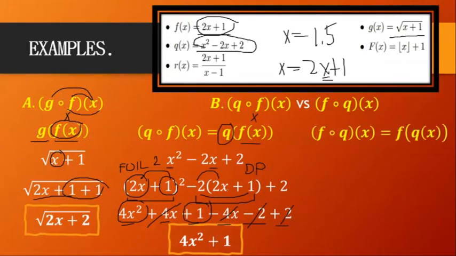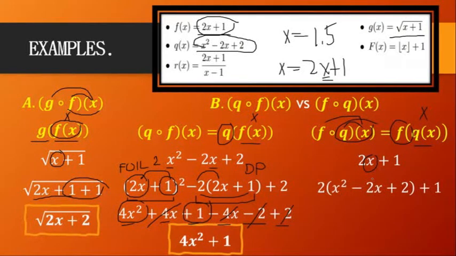Okay, so we have f of q of x. I-distribute lang natin yan. And then we'll be having f of q of x. Yung x natin dito sa f ay papalitan natin ng second function, which is q of x. Okay? Next, ito yung magiging base natin, which is f. And ang value ng f natin is 2x plus 1. Okay? And then, yung x natin dito, papalitan natin yan ng q of x, which is given by x squared minus 2x plus 2. So, copy positive 2. Yung x natin, papalitan na ng value ng q of x. We have x squared minus 2x plus 2. And then, copy positive 1.